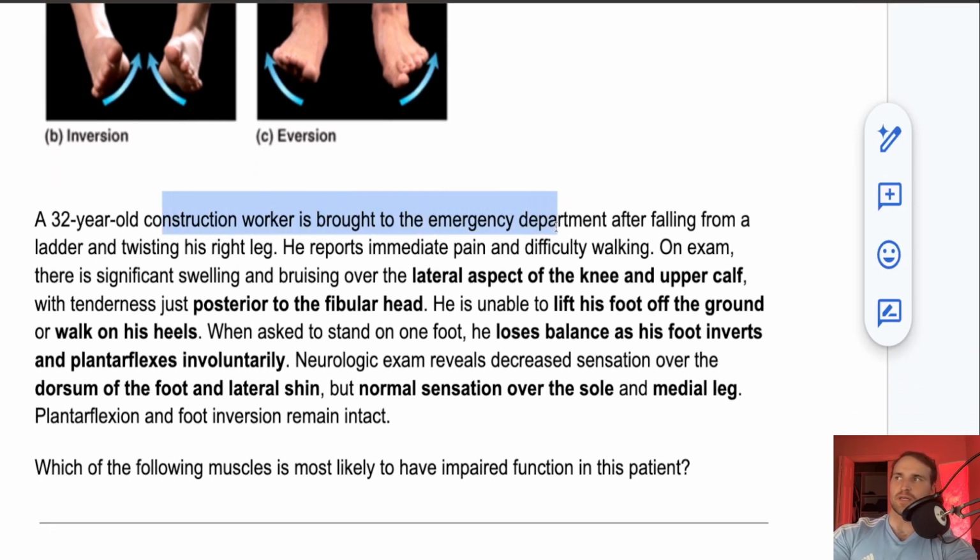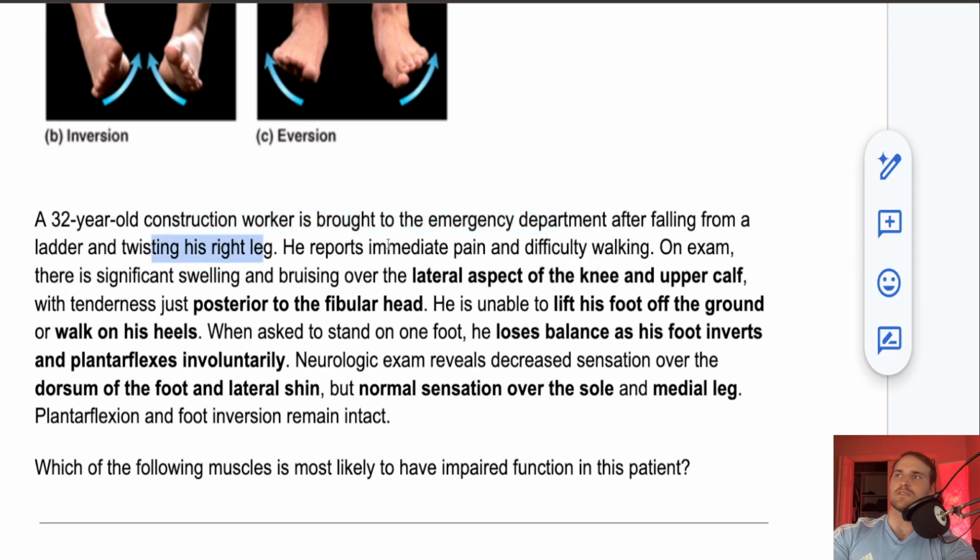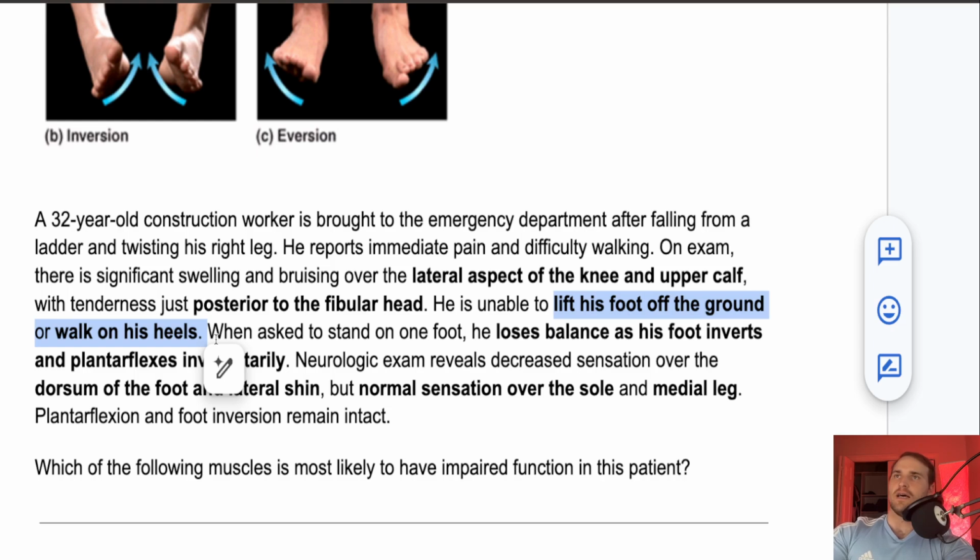A 32-year-old construction worker is brought to the emergency department after falling and twisting his right leg, with immediate pain and difficulty walking. There's significant swelling and bruising on the lateral aspect of his knee and upper calf, with tenderness just posterior to the fibular head. He's unable to lift his foot off the ground or walk on his heels.